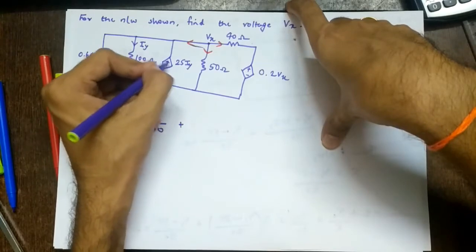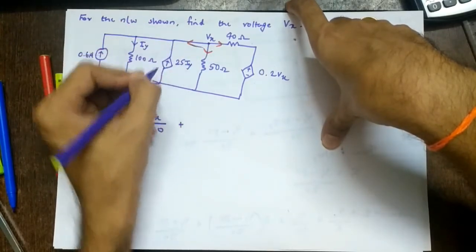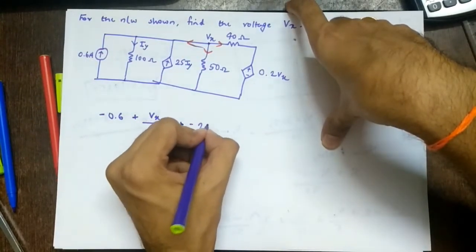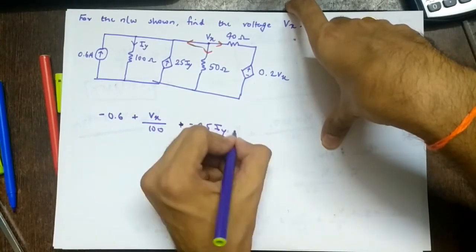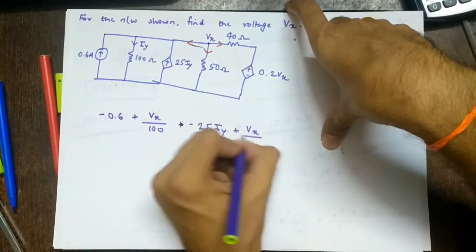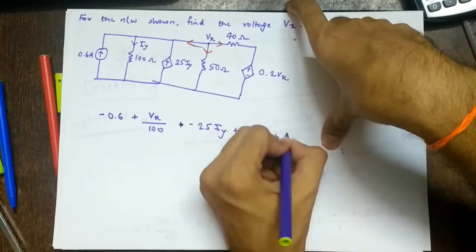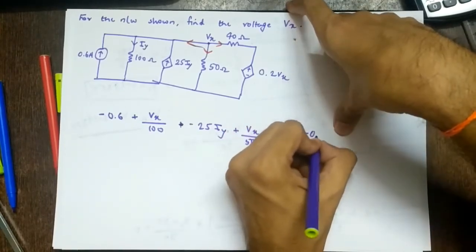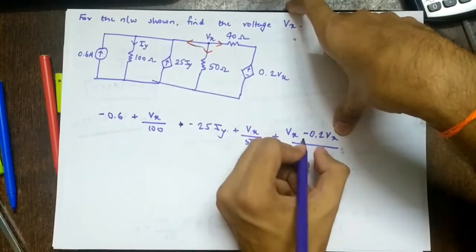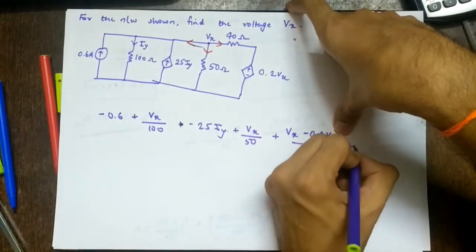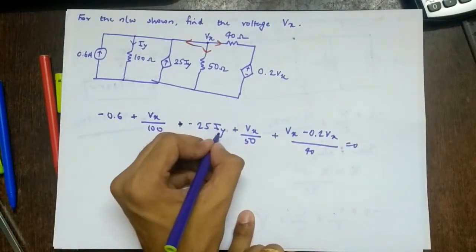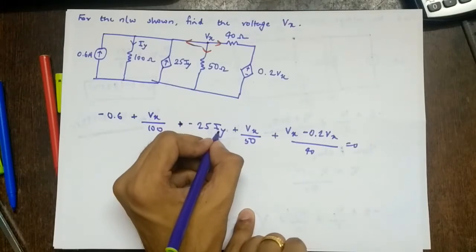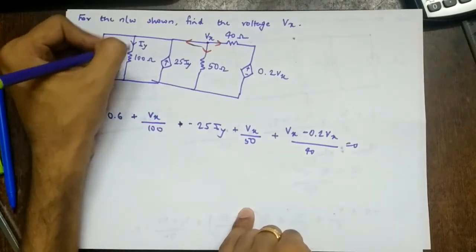Then this is the dependent current source. So we are going in the opposite direction again. So minus 25 Iy plus Vx upon 50 plus Vx minus 0.2 Vx upon 40 equal to 0. So again we will have one extra term, that is Iy. So Iy we have to write in terms of Vx. So current Iy is like this.